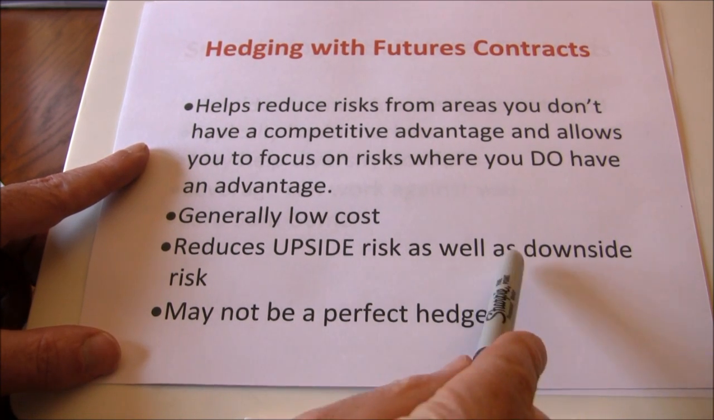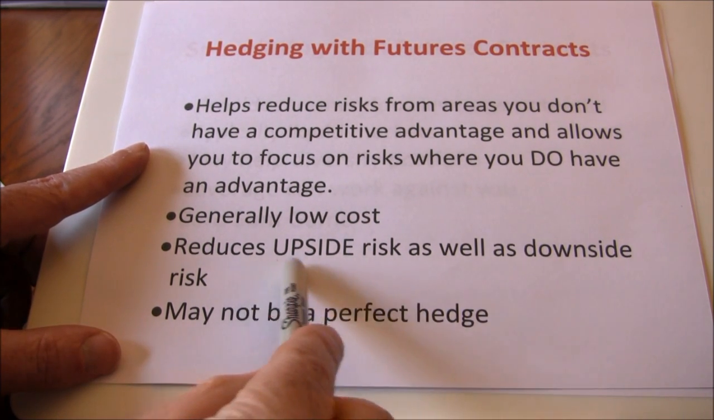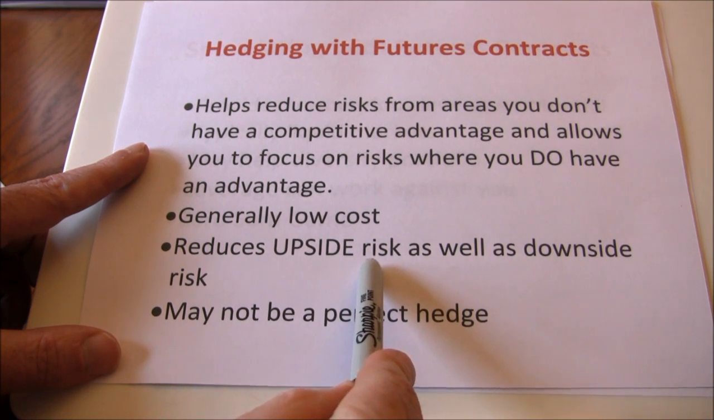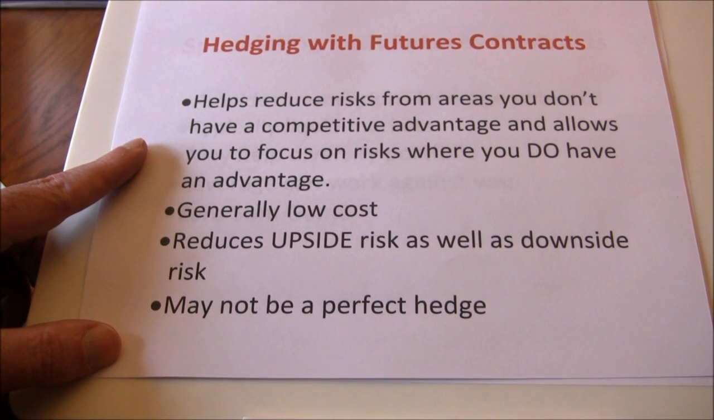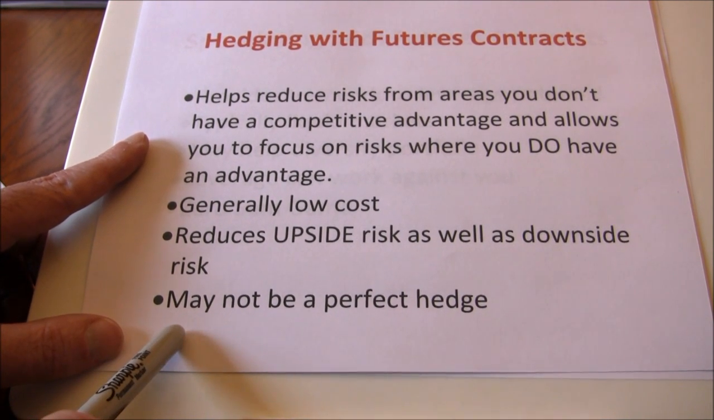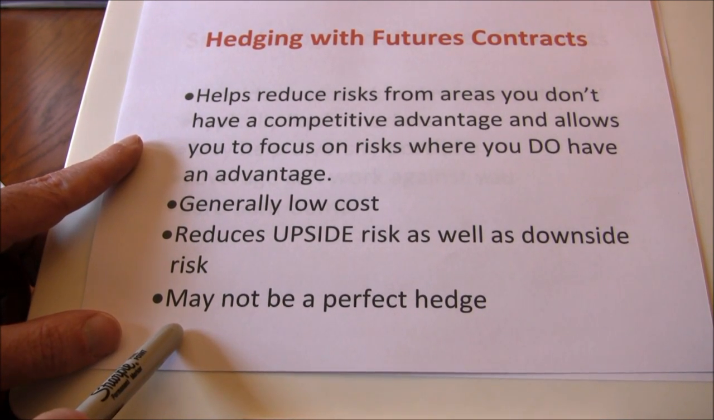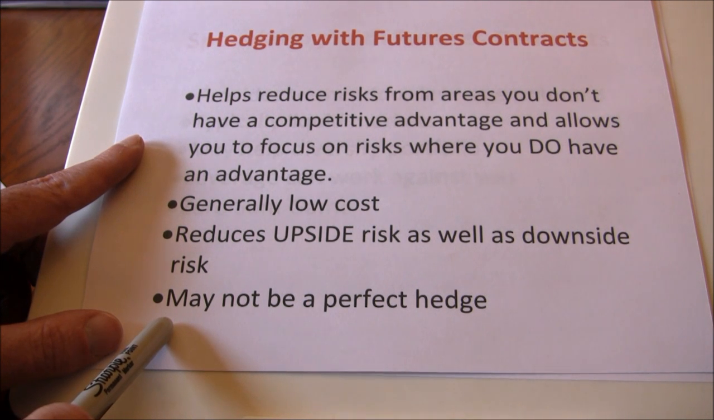They don't get that benefit because they've hedged, so they've hedged away their upside risk in an attempt to reduce their downside risk. We also run into the idea that hedging may not be a perfect hedge, or the futures may not be a perfect hedge.